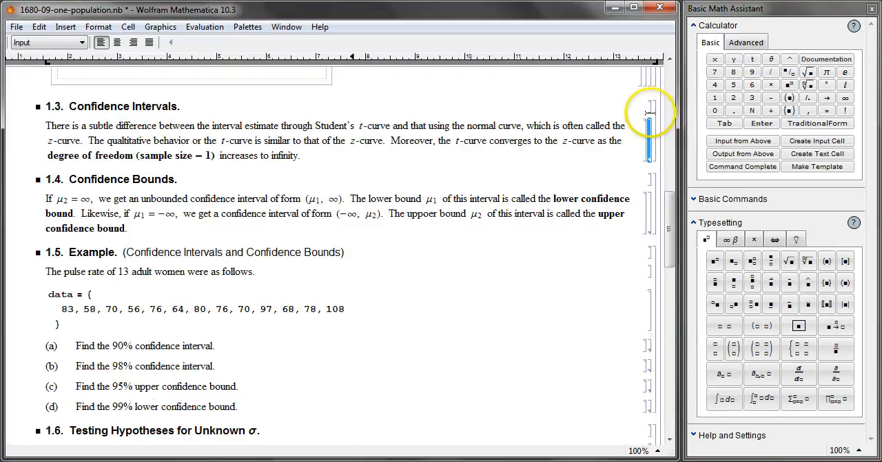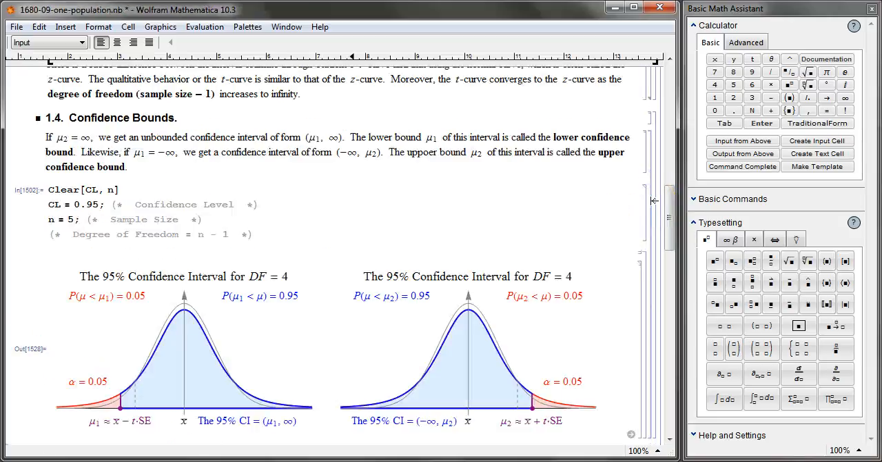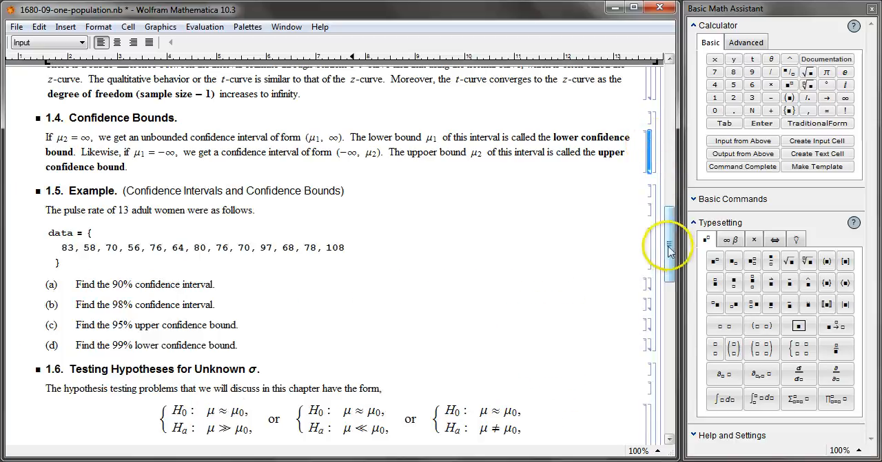The same behavior exists for confidence bounds too. We have the same kind of t-curves, except that we consider just one endpoint here, the lower confidence bound, and then one endpoint there, the upper confidence bound. Well, so much for visualization. Let's go ahead with an example here.